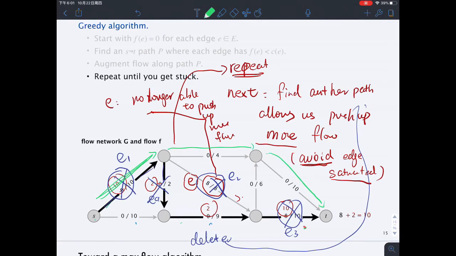Otherwise, we cannot use the path to push up more flows. So if you just imagine the green path I'm drawing here, it's a legitimate path. But for the edge E1, because we use an edge that's saturated, it's already using 10 out of 10 units. So that means we are unable to push up more flows. Even if we manage to find a path connecting S and T, we will not be able to update the flow and make it larger.